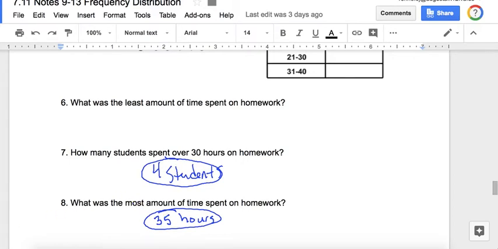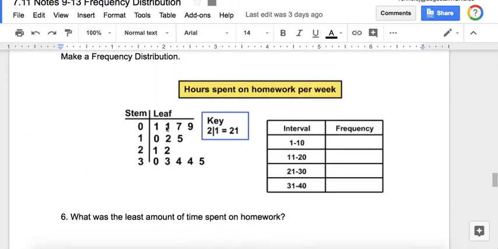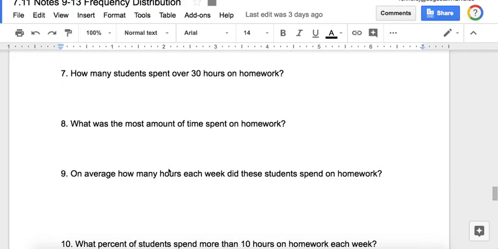So I'm going to scroll back up here. So what I would have to do is add all these numbers up. Remember, mean is the average, so add them up and divide by how many? So I'd have to have 1 plus 7 plus 9 plus 10 plus 12 plus 15, etc., etc. And since there are 14 numbers, or 14 students in the stem and leaf plot, I would have to divide by 14. So the average is going to be 264 divided by 14.